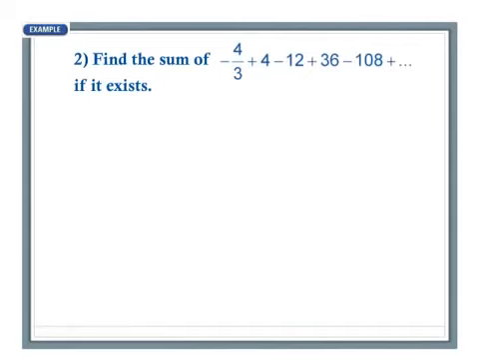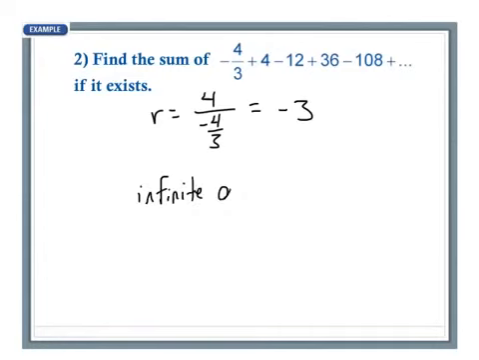Let's find the sum of this infinite geometric series if it exists. To find out if it exists, we need to check the ratio. The ratio must be less than 1. So for this ratio, we can again take the second term, which is 4, divided by the first term. 4 divided by negative 4/3, which is negative 3. Oh, fail. The infinite sum does not exist.